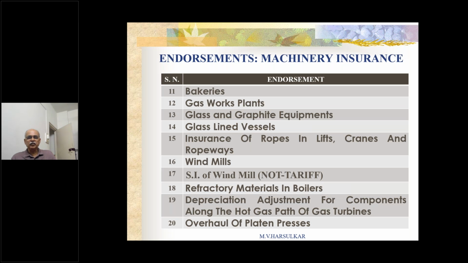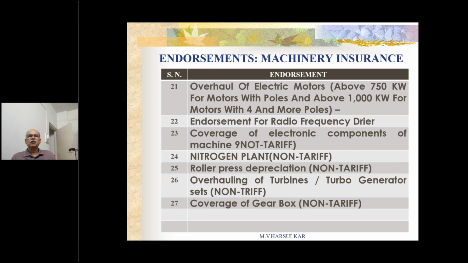And overhaul of pattern presses. Overhaul of electric motors above 750 kW for motors with 8 poles, or 1000 kilowatt for 4 poles and more. Endorsements for radio frequency drive. Coverage of electronic components in machines. It's a non-tariff endorsement. Tariff is providing that.